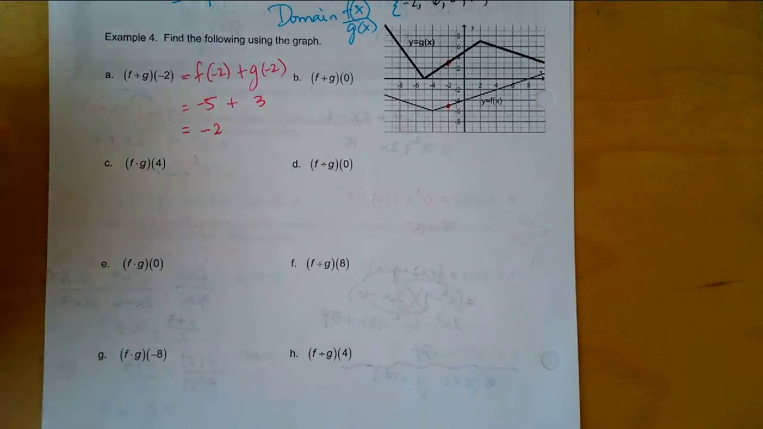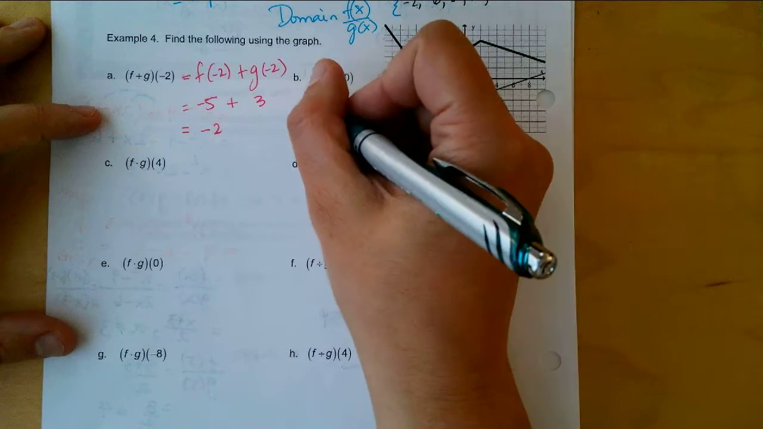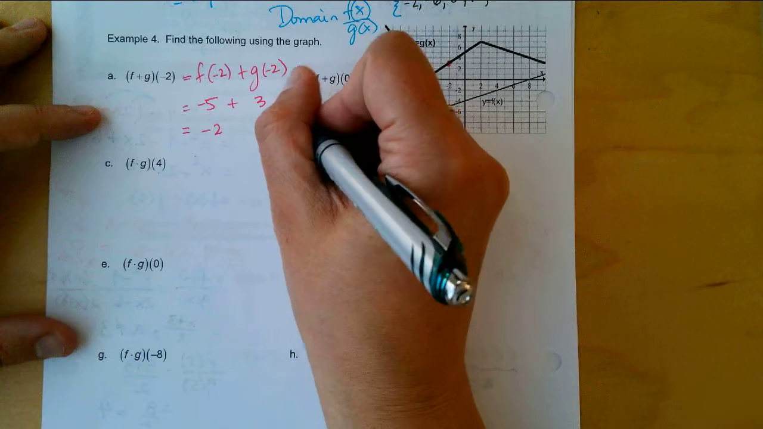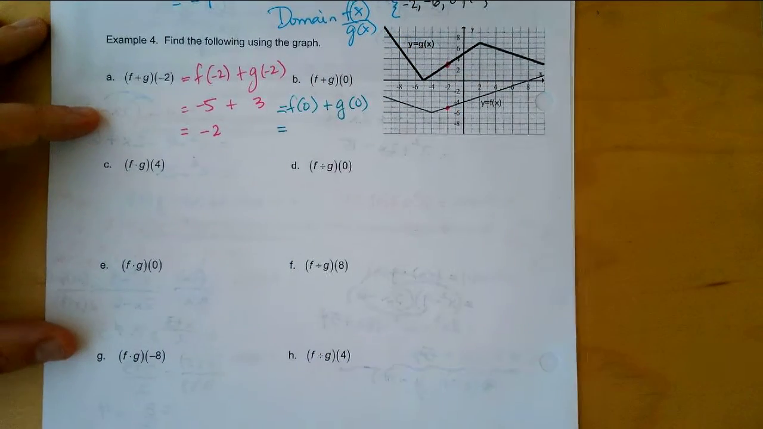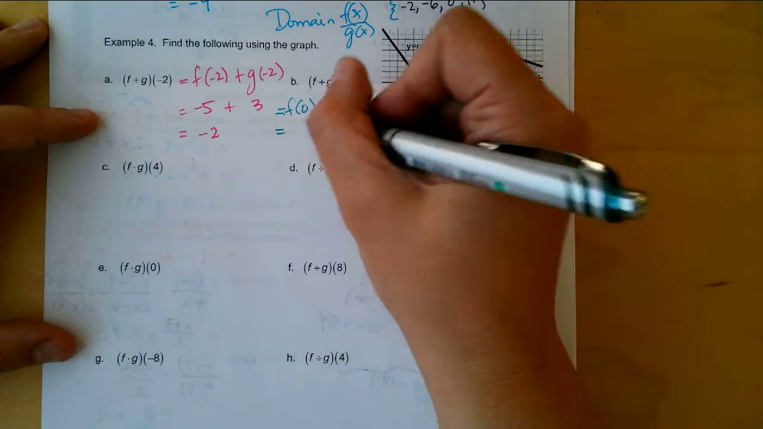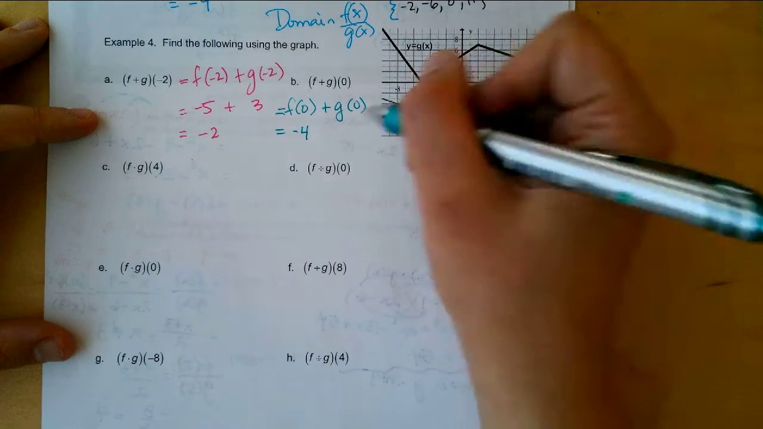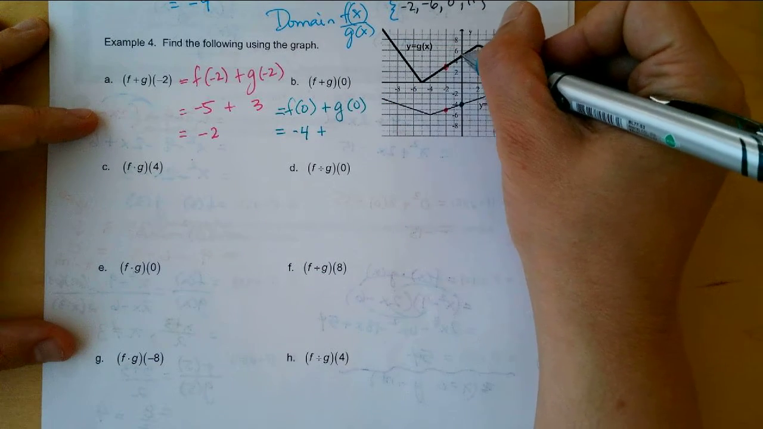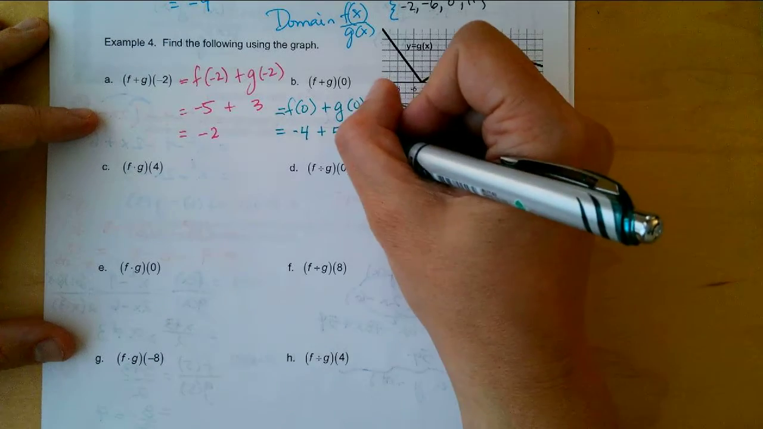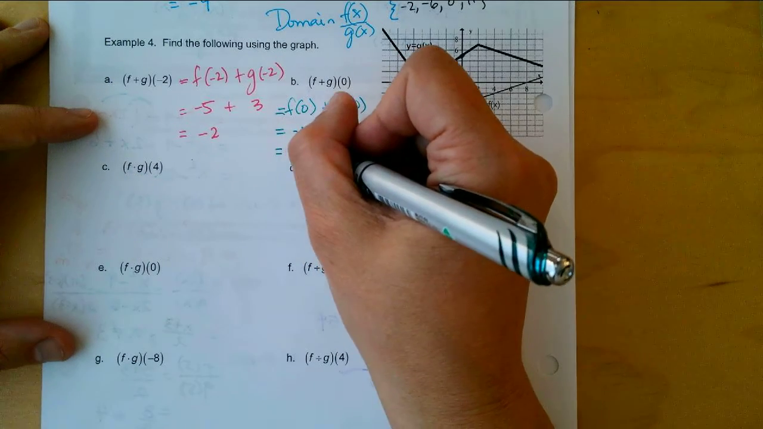Okay, so let's go in order. For b, we're going to find f of 0 and add it to g of 0. So who can tell me what is f of 0? -4, and that's right on the y-axis because anytime x is 0, you have a y-intercept. Okay, slide up to g of 0, and what do you get? 5, right? And then we add them together and you get 1.